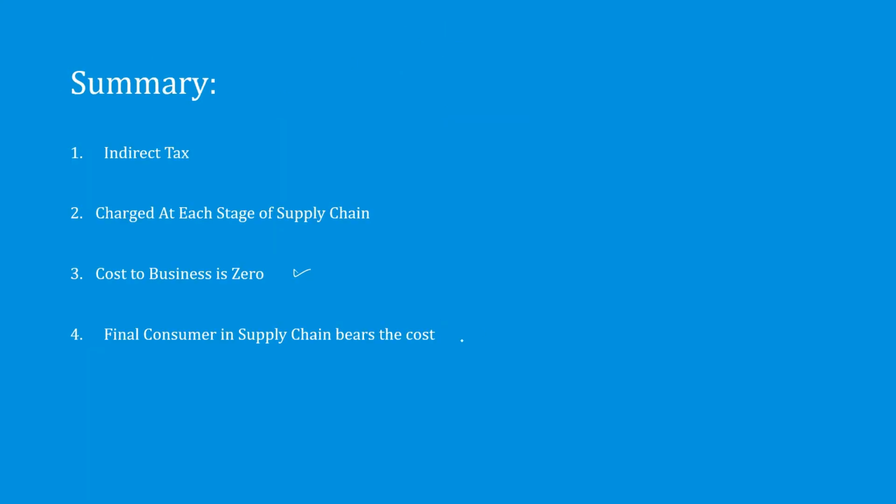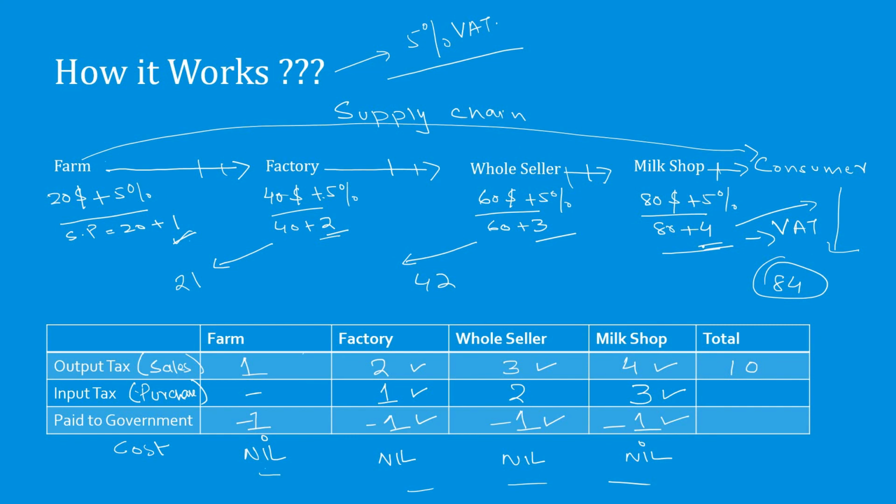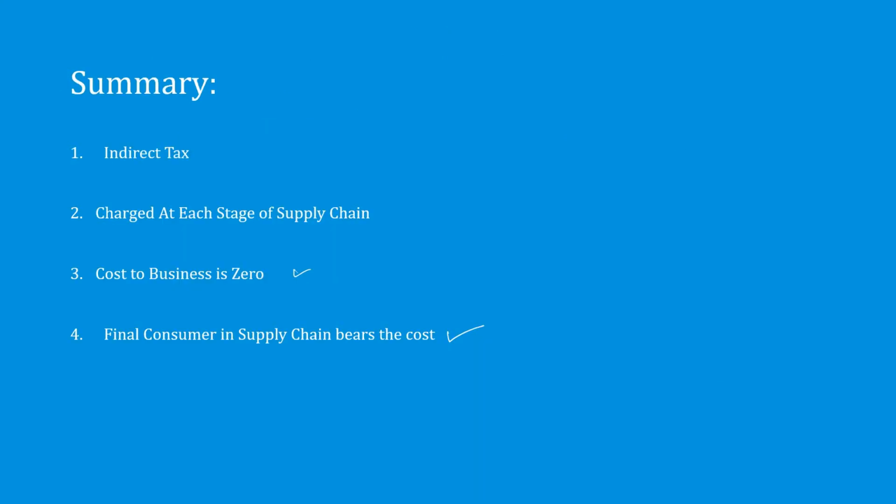Number 4, the final customer, the final consumer in the supply chain bears the cost of value added tax. You go back, this whole $4 is paid by who? Consumer, the final person in the supply chain. I hope that you have a clear concept of how value added tax works now.